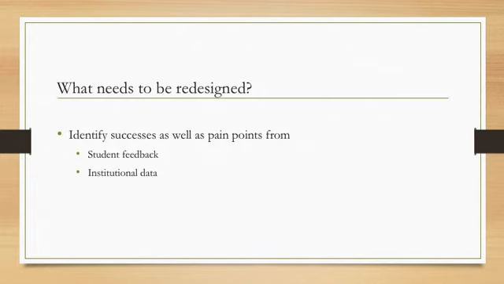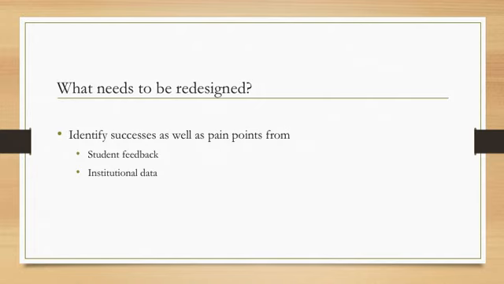Students' feedback and institutional data point us to the processes and practices that we may need to maintain and protect, as well as examine, assess, and redesign. In the next few slides, let's figure out how colleges can find quantitative and qualitative data needed to identify the areas in need of redesign.